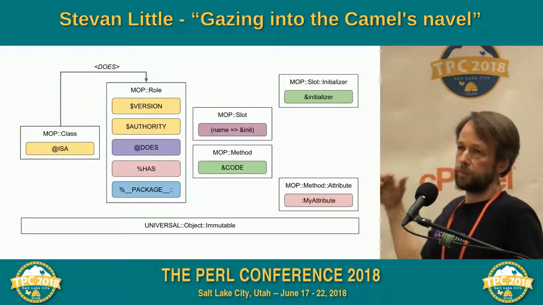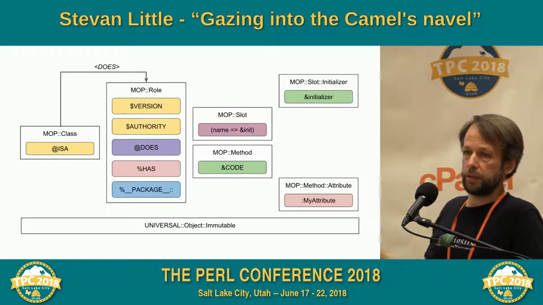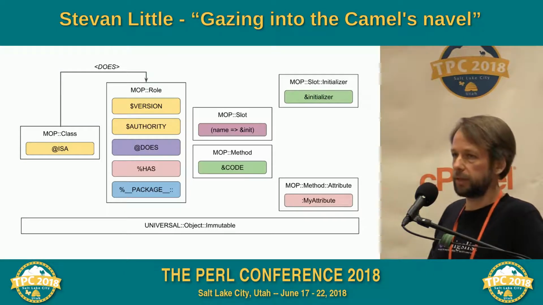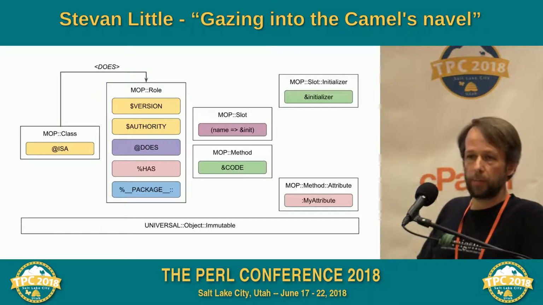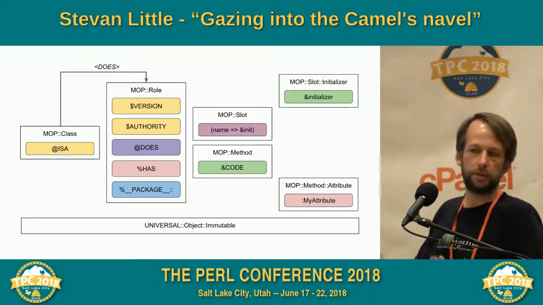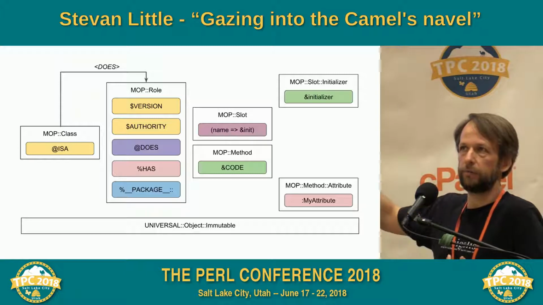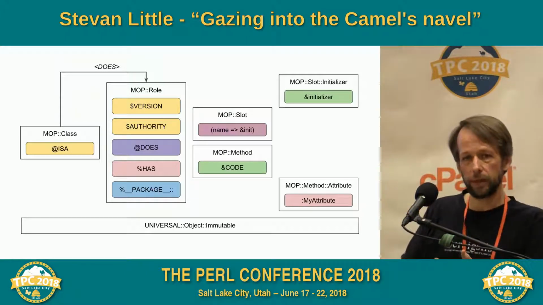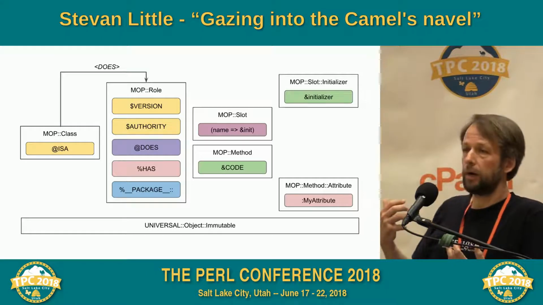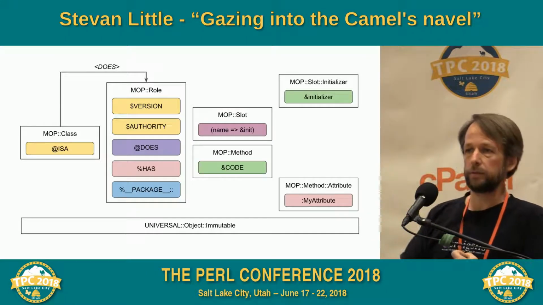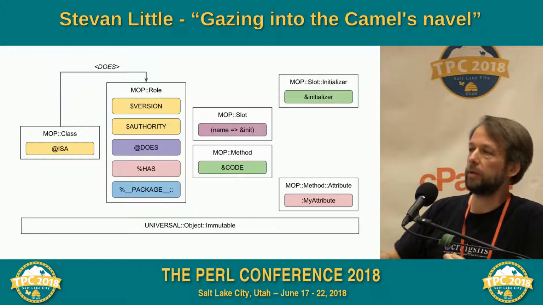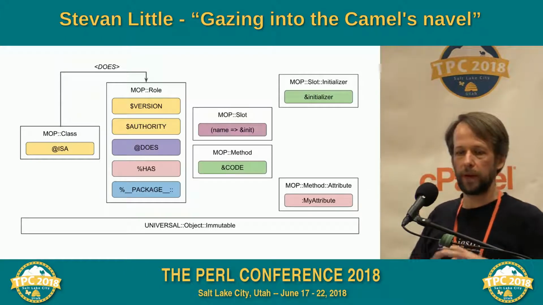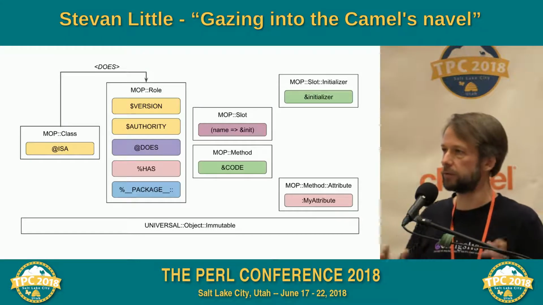In addition, there are also mop slot objects, which essentially are sort of a hash entry or a pair. It's the name and the initializer. The mop code, mop method is just a ref to a ref of the code itself. We have a slot initializer object, and also you can introspect the attributes. So you can see all the attributes for a given method. You can pull them out, and actually it'll parse them out for you and do some fancy little stuff as well.